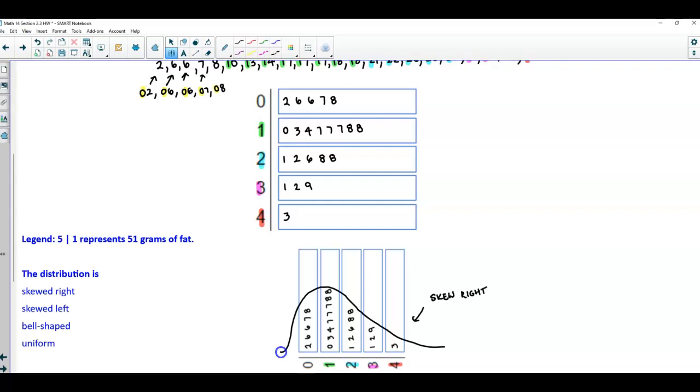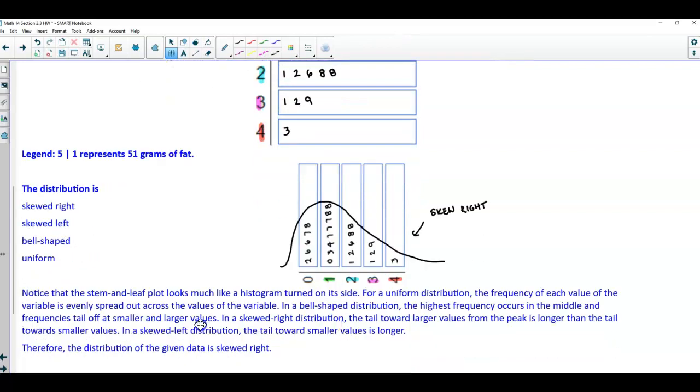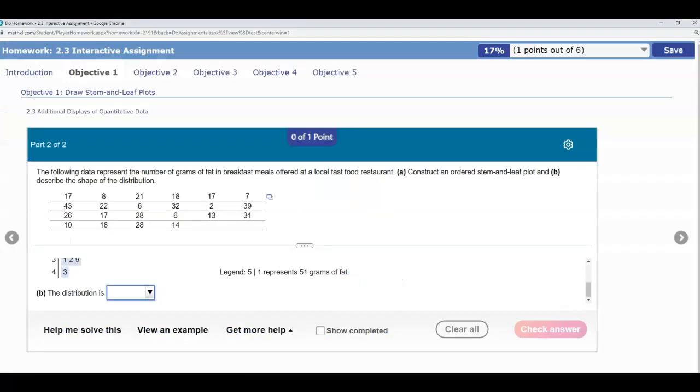Now again, that's if I rotated this, so I can see what this would look like. Therefore, the distribution of this given data is skewed right. Now let's check our result to make sure we're good with that. So the distribution should be skewed right. Check our answer, and therefore that is our result.